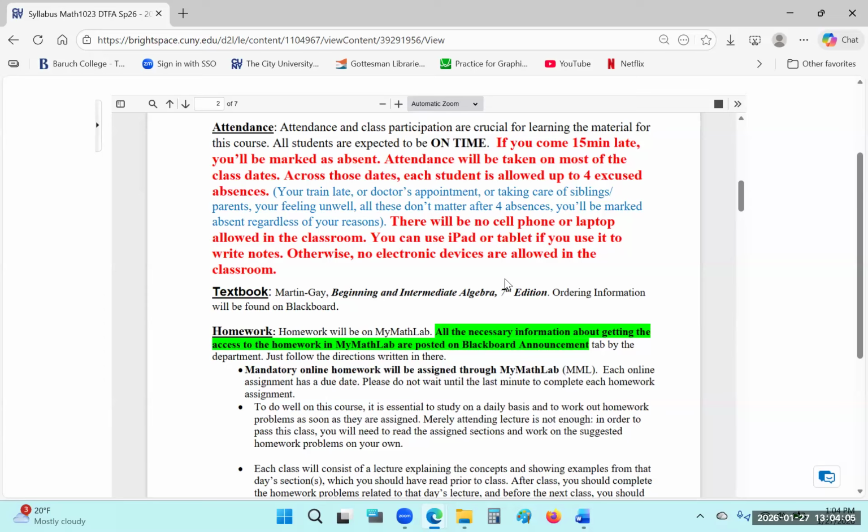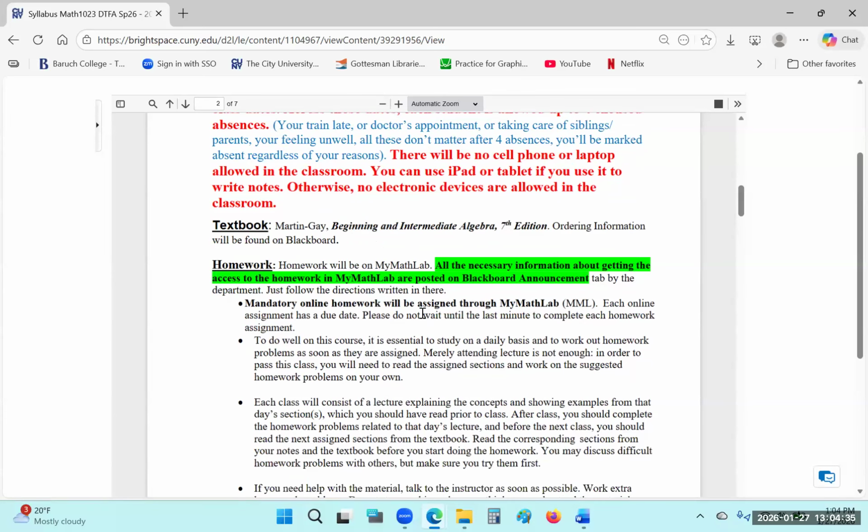Cell phones or electronic devices are not allowed in the classroom, but you can use an iPad or tablet if you are using them to write your notes. If you bring a laptop saying you're writing notes on it, it's not allowed, unless you have a two-in-one, convertible laptop. If you have a convertible laptop and you're writing notes on it, it's allowed. Otherwise, no laptops allowed in the class, and definitely no cell phones.